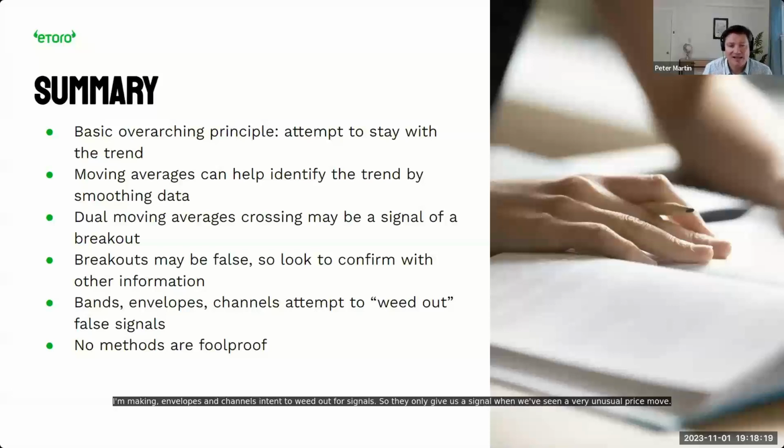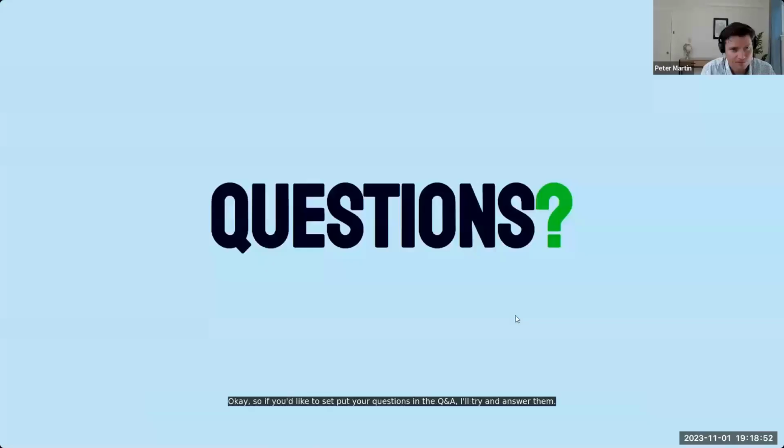And we can use bands, envelopes, and channels as an attempt to weed out false signals, so they only give us a signal when we've seen a very unusual price move. Another idea from last week with Dow theory: no methods are foolproof. There is no method that's just going to work always. So we have to be careful. We have to practice what we're doing and find methods that we are confident will work for us.